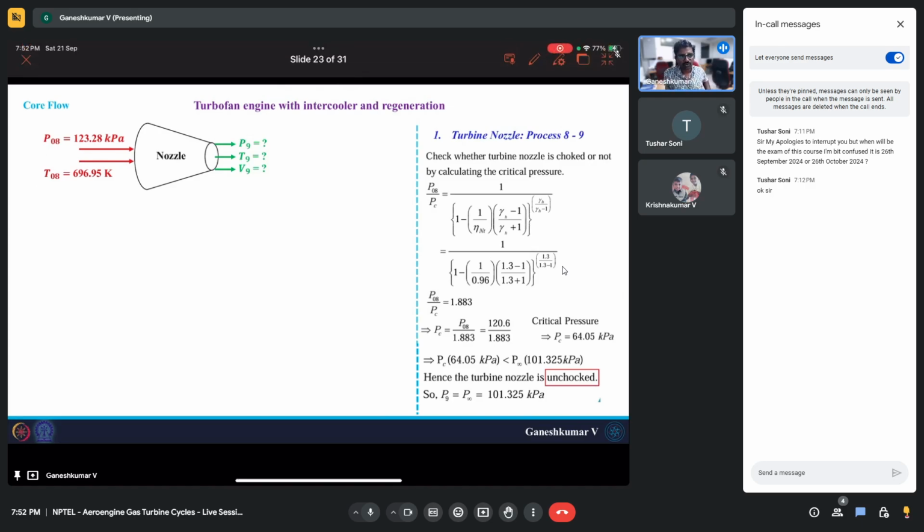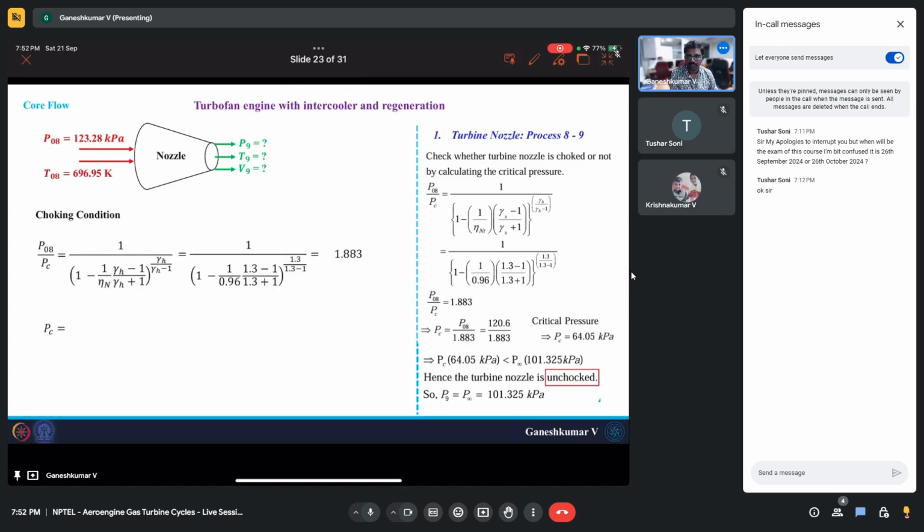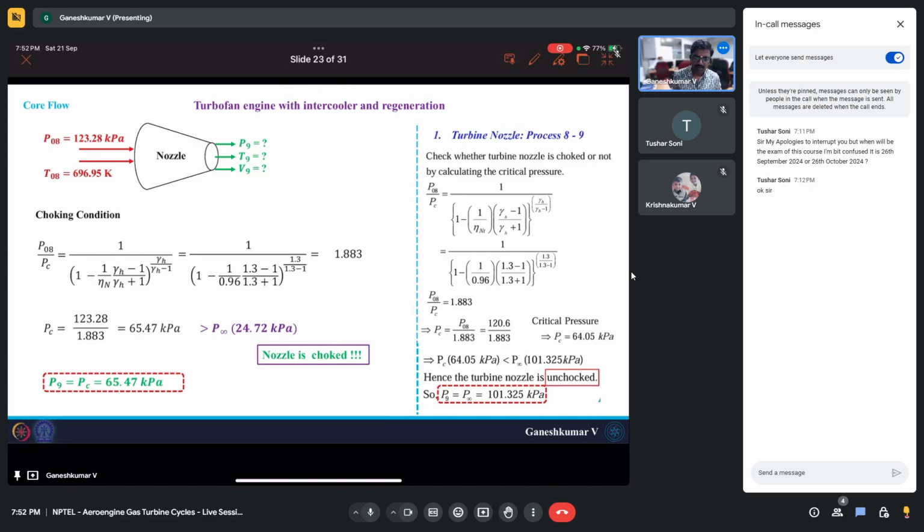The next component that we have is the core nozzle. Now we know how to do it. We are experts in this. First we need to find the choking condition, and for the choking condition we'll find the critical pressure. Here it turns out to be 65.47 kilopascal. Since it's a flight condition, we are good because V infinity is less than 65.47 kilopascal, which means the nozzle is choked. However, in the ground condition it was not, because the ambient pressure is 1 bar, which is higher. So here the nozzle is choked and the exit pressure is 65.47 kilopascal.